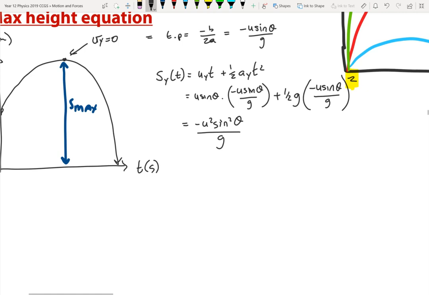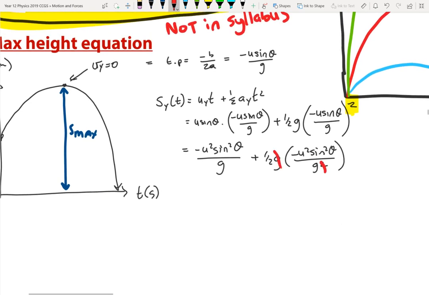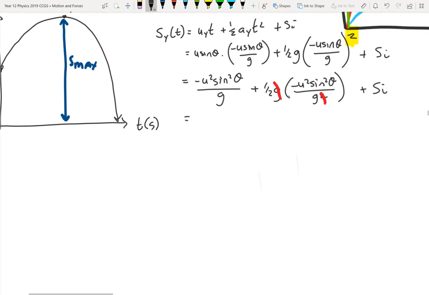All right, so this would then be plus a half of g outside of negative u squared sine squared theta over g squared. Red pen, cancel, and we get... Oh, I forgot my plus S initial. Plus S initial. Oh no. Maybe it'd be better if Mr. Murray was angry.